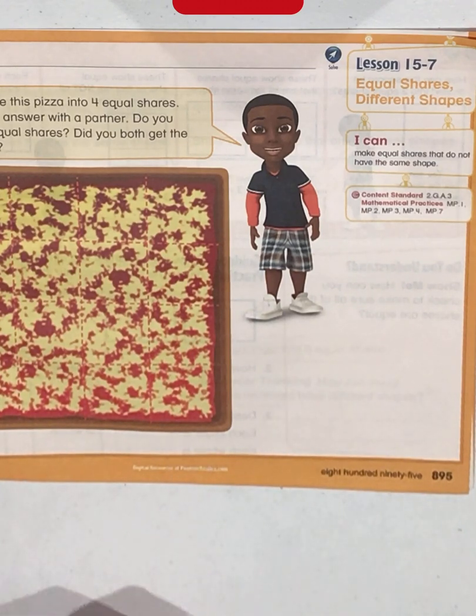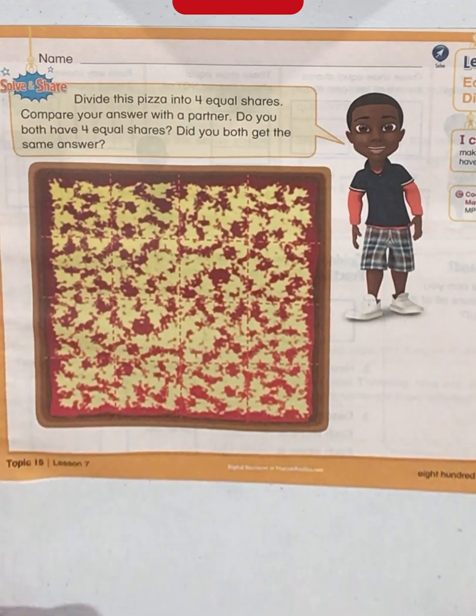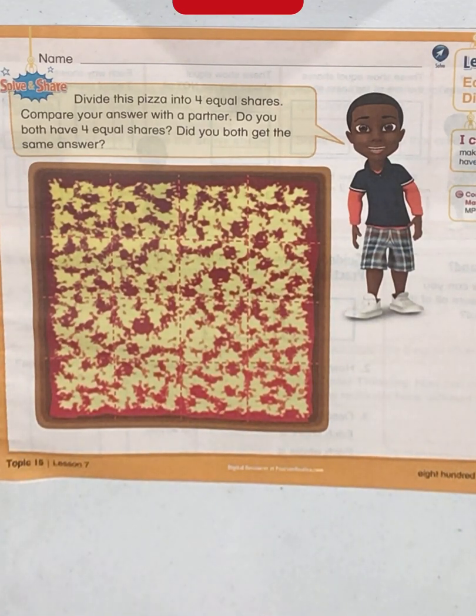And what we're going to be doing today is we're going to be making equal shares that do not have the same shape. Okay? So we have a pizza here, and it says to divide this pizza into 4 equal shares. Compare your answer with a partner. Do you both have 4 equal shares? Did you both get the same answer?